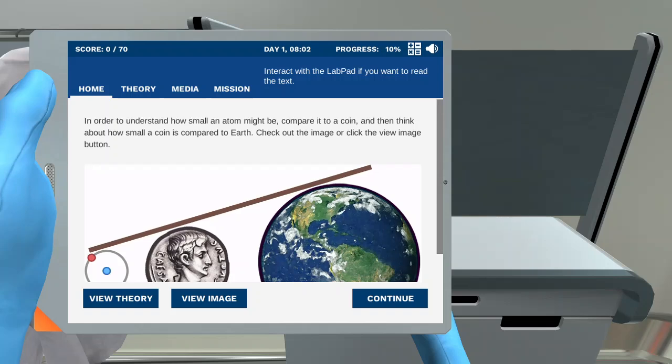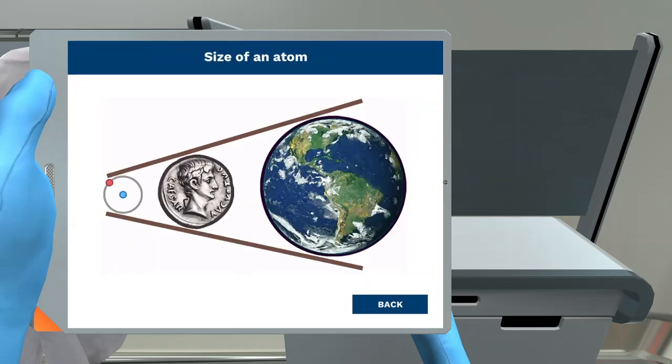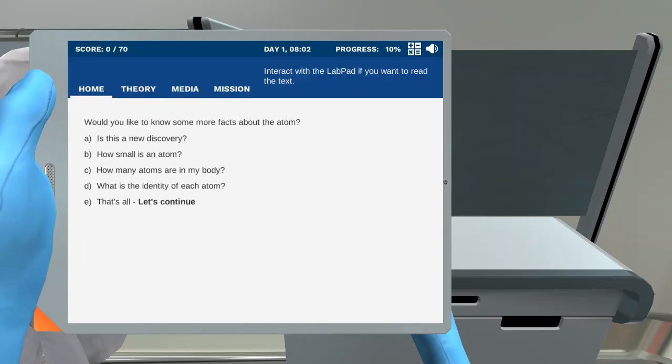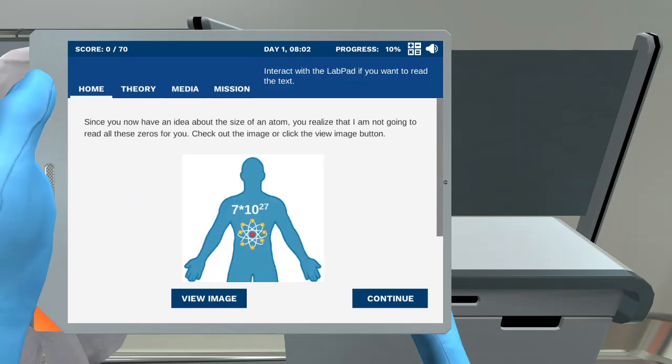In order to understand how small an atom might be, compare it to a coin, and then think about how small a coin is compared to Earth. Check out the image or click the View Image button. Since you now have an idea about the size of an atom, you realize that I am not going to read all these zeros for you. Check out the image or click the View Image button.